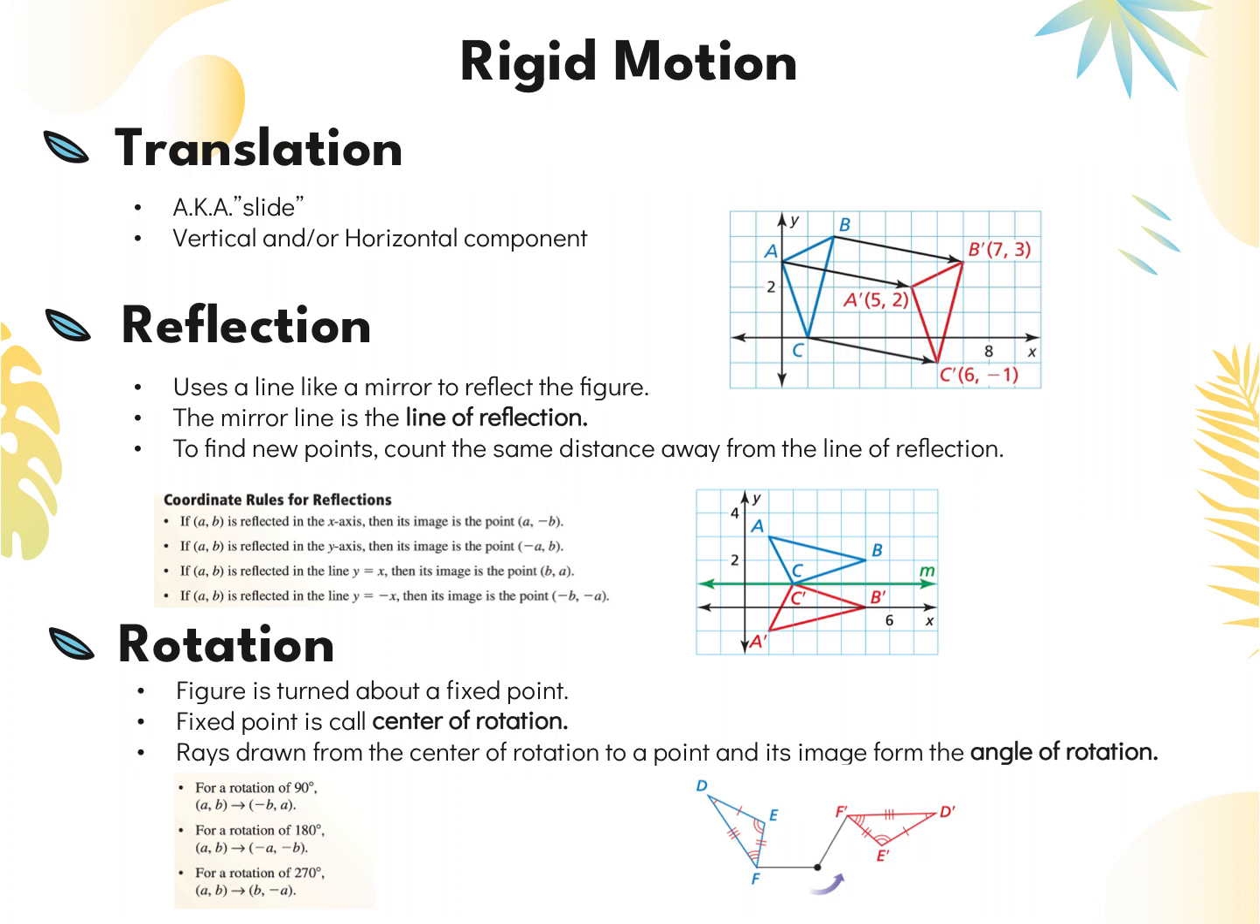And then the reflection is like a flip, and you're either going to reflect it across the x-axis, the y-axis, the line y equals x, the line y equals negative x, or just a line that I tell you specifically, like the picture here. This picture here was reflected over the line y equals 1. So the blue is the original, and the red was the reflected.